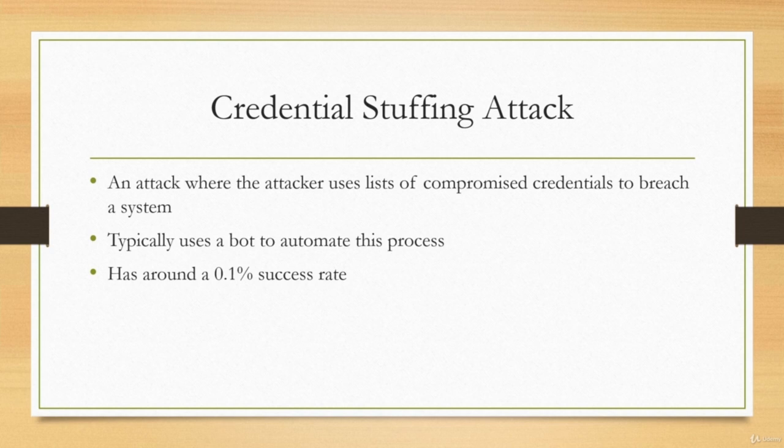We have a list of usernames and passwords, typically compromised credentials from breaches, and we use a bot to automate the process of attempting to log in with those credentials. This type of attack has around a 0.1% success rate, which sounds very low. However, it's very easy to automate, which means it can easily be set up to attack a system, and it will probably get you at least one set of credentials, which a lot of the time is all you really need.